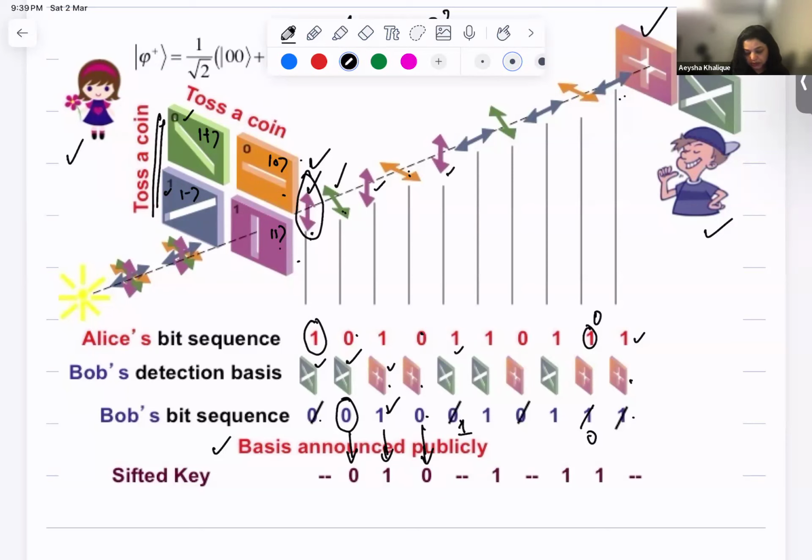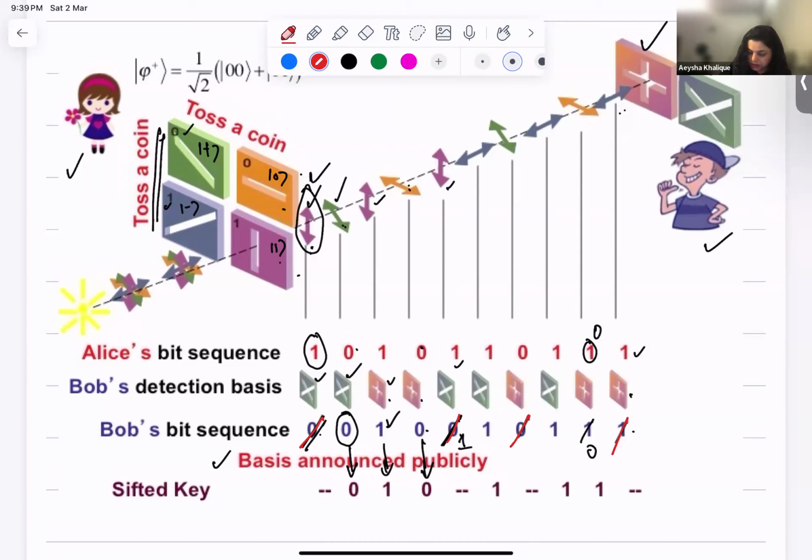So they will discard the first case, since their bases do not match. This case is discarded, this case is discarded, this is discarded, this is discarded, and this is the case where the bases do not match, so this is discarded. Their bases do not match in this one, so this is discarded. Okay, so they discard this.